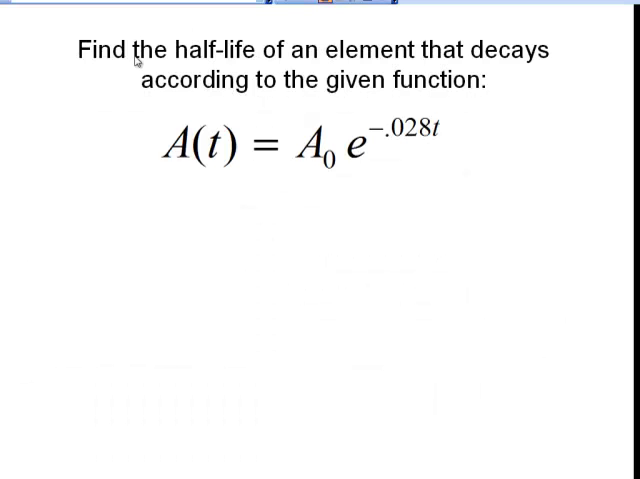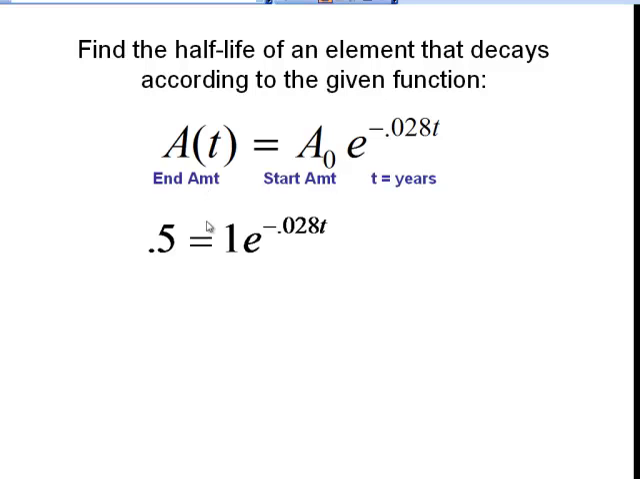Now, examples of problems are find the half-life. If they give you this function here, half-life is when half of the material disappears. So in this case, your ending amount is half of your starting amount. So it's going to be 0.5 if your starting amount's 1. You can put any numbers in that you want. I use 1 and 0.5 because that's just easier numbers.